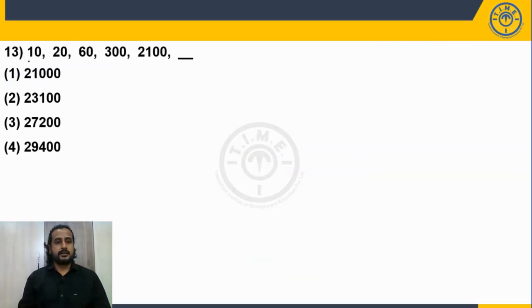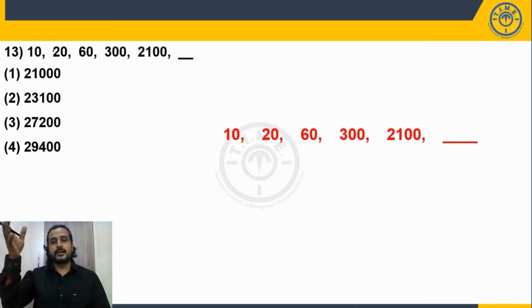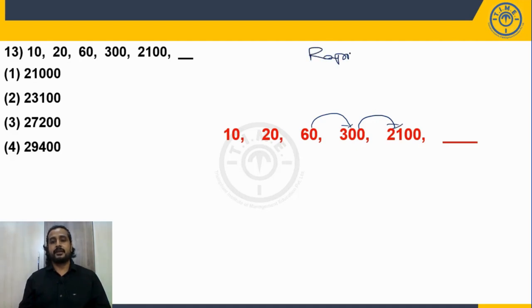Question number 30. Look at here: 10, 20, 60, 300, 2100. There is a big jump, and again here is also a big jump. So what can I say? It is increasing rapidly. If it is increasing rapidly, what is the logic that we are going to apply? Product logic. And don't be afraid of calculations. You are able to identify the logic as a product, so just do the multiple calculations and identify the answer.